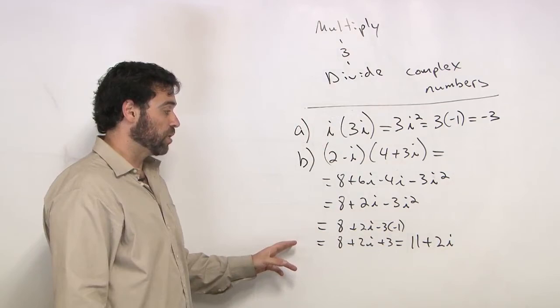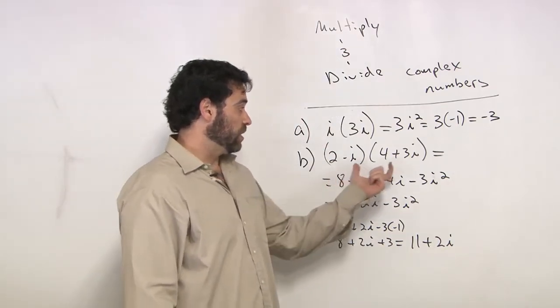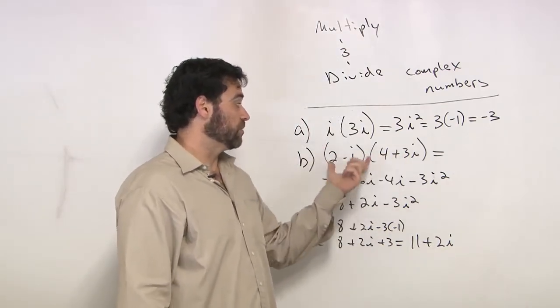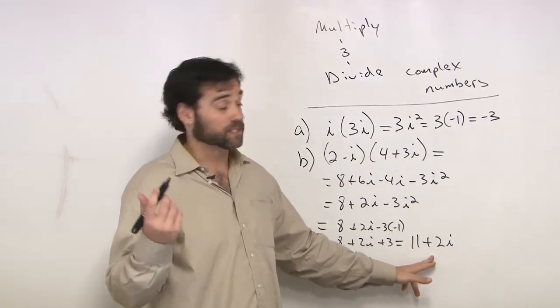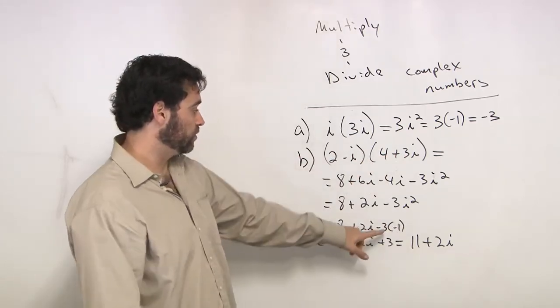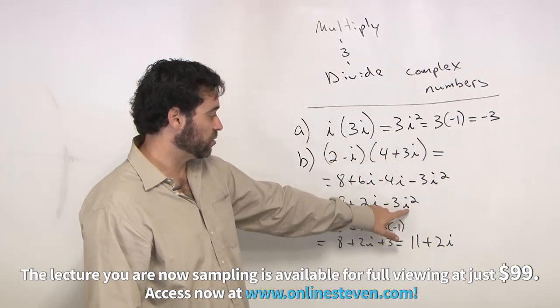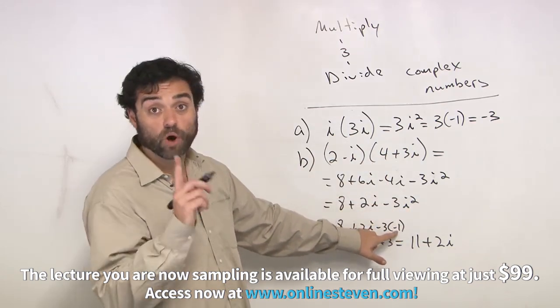Okay, very important result here that we have two complex numbers multiplied together that give us back another complex number. Makes sense. Okay, and then remember that what we did here, that i squared became -1. Very important.